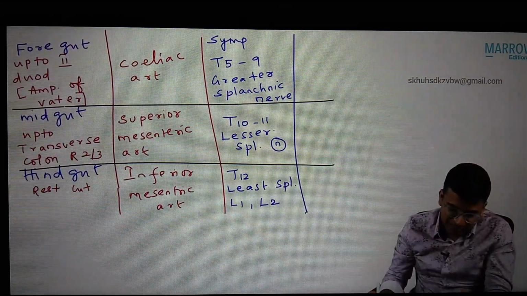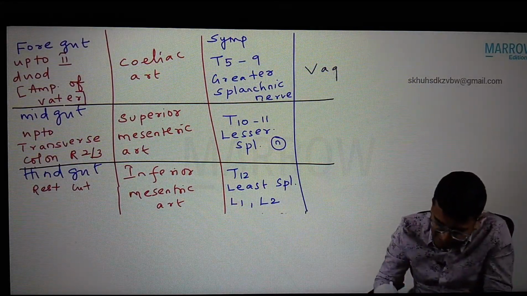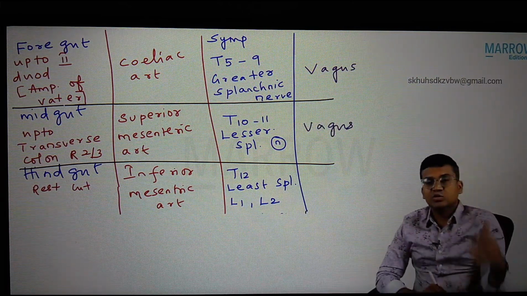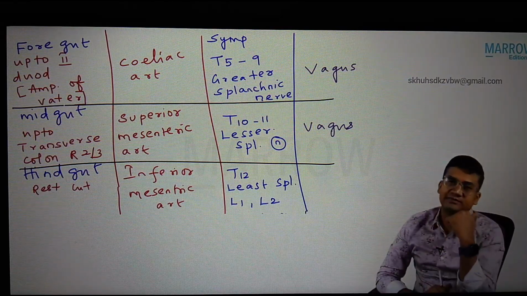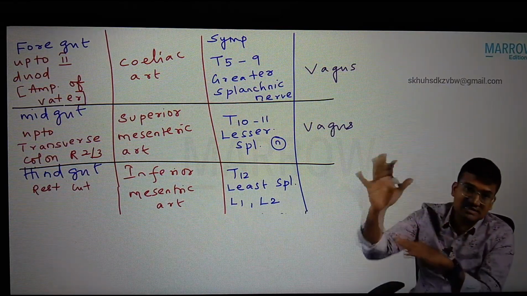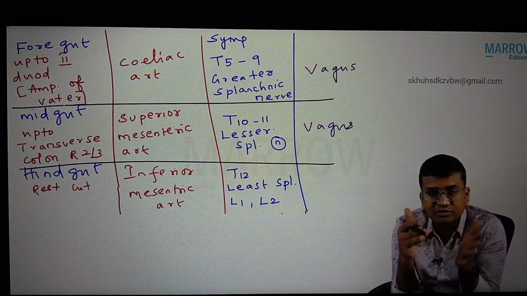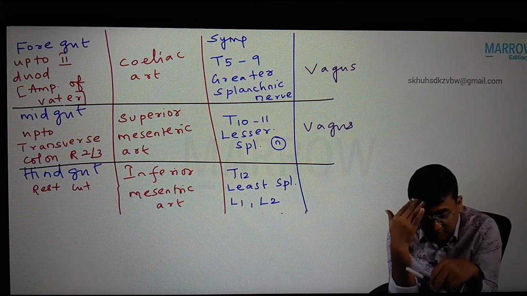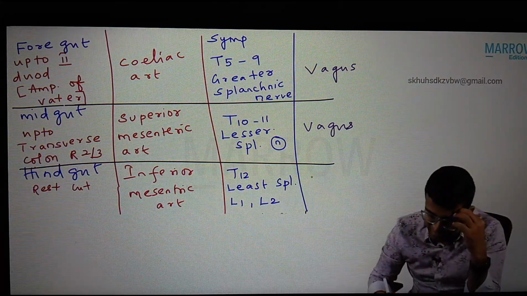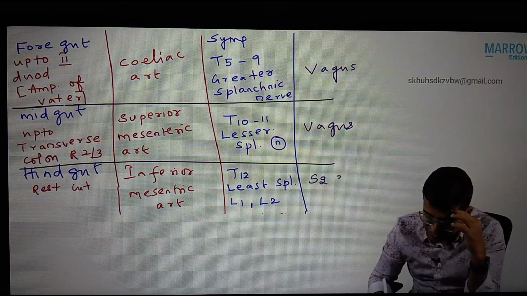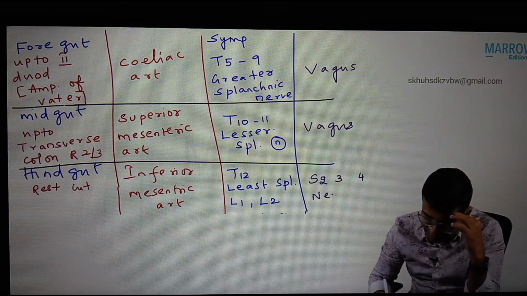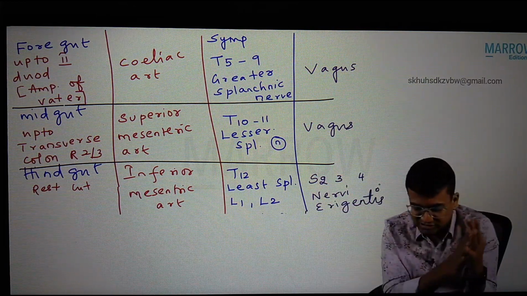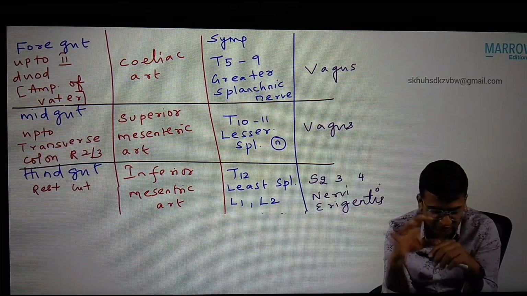Now, the foregut parasympathetic fibers are carried by the vagus nerve. The midgut parasympathetic fibers are also carried by the vagus nerve. So the vagus carries the parasympathetic fibers up to the midgut, and that is the nerve having the longest extracranial course. Parasympathetic fibers for the foregut and midgut are carried by the vagus, and the hindgut by the nervi erigentes, S2, S3, S4.